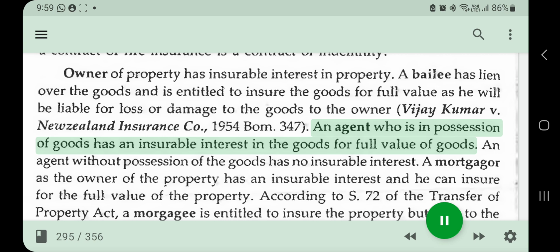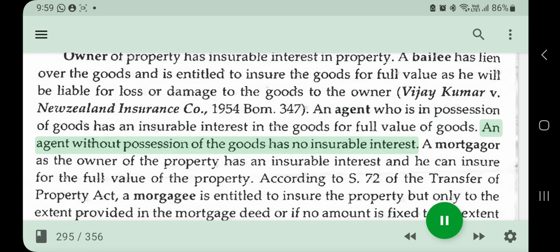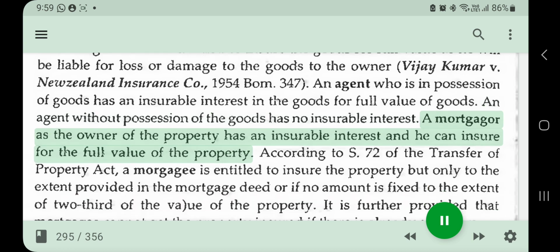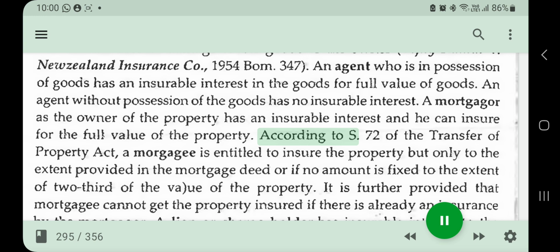An agent who is in possession of goods has an insurable interest in the goods for the full value of the goods. An agent without possession of the goods has no insurable interest. A mortgagor, as the owner of the property, has an insurable interest and he can insure for the full value of the property.